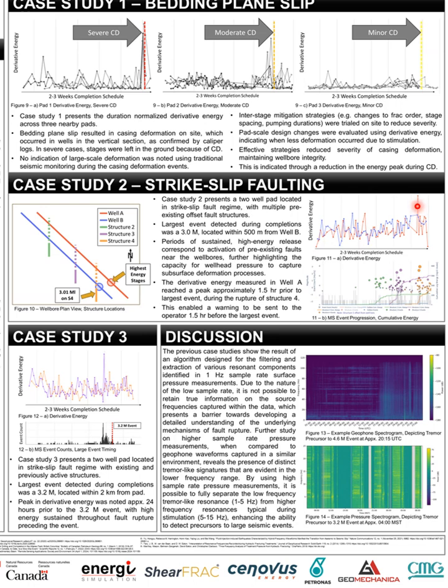well A. That very high energy release occurred approximately 1.5 hours prior to the magnitude 3 event, and a warning was sent to the operator that anomalous behavior had been detected, and this was indicative of a high risk of a larger induced seismic event occurring.